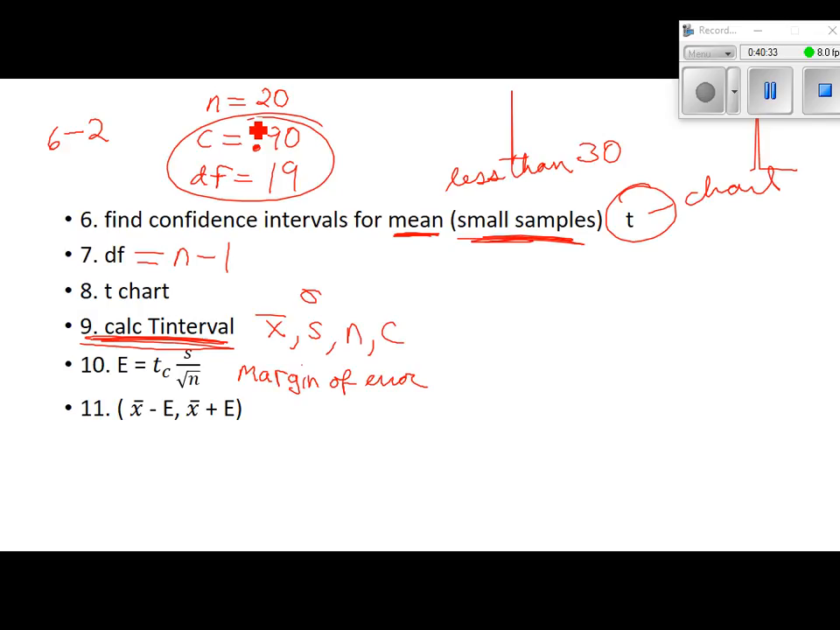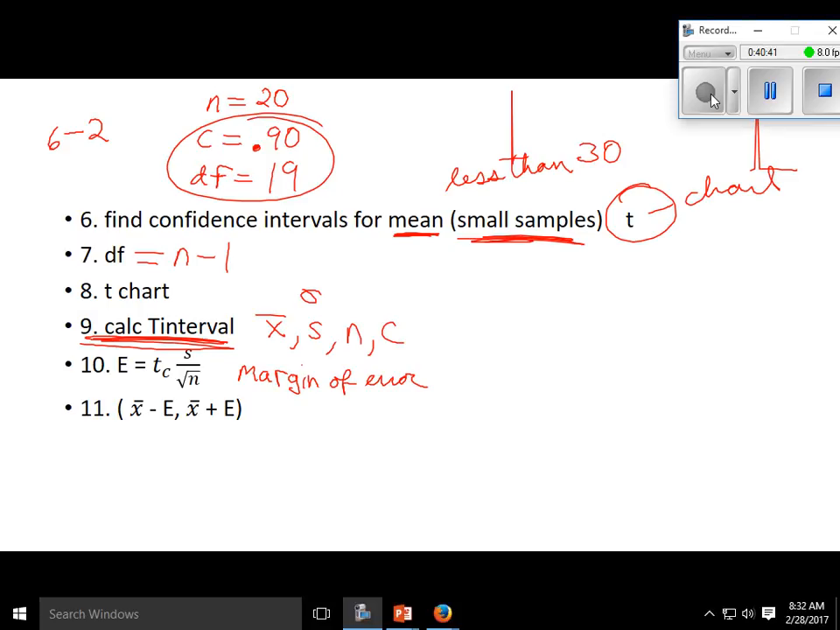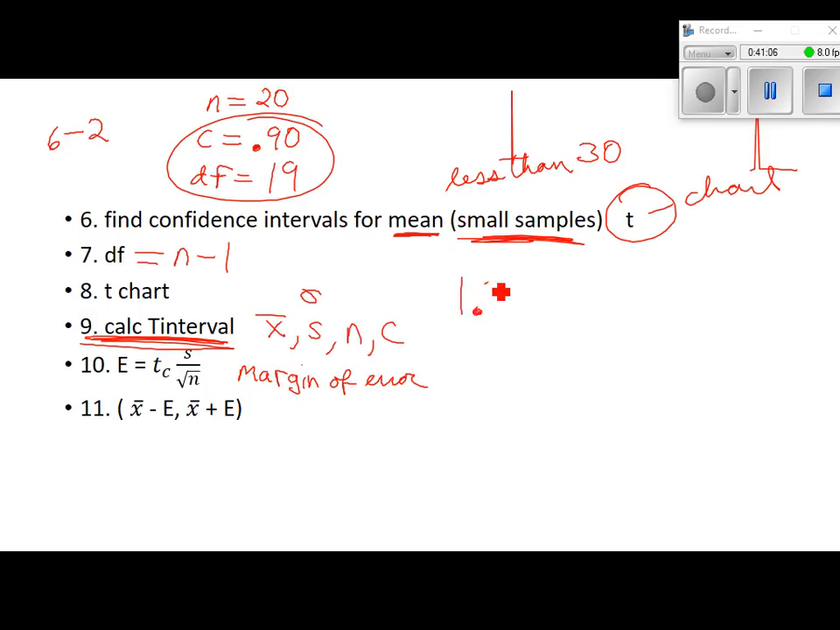Take that back. Let me think for a second. This one's a little easier to find. Shouldn't have doubted myself. You use that 0.90 and the degrees of freedom. Go to your T chart, go down to 19 on your degrees of freedom and over to the column that's 0.90. And we come up with 1.729. That's our TC. That's our critical value.